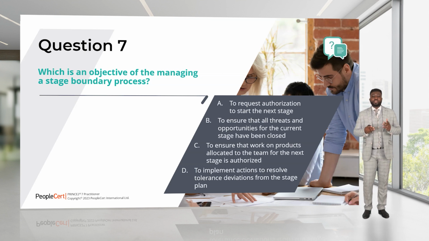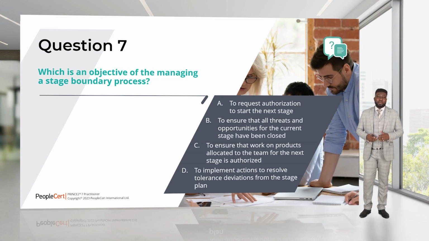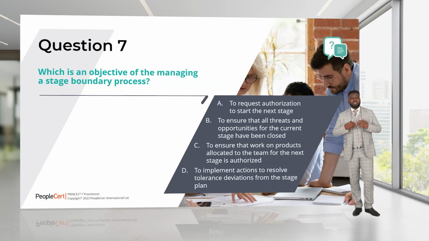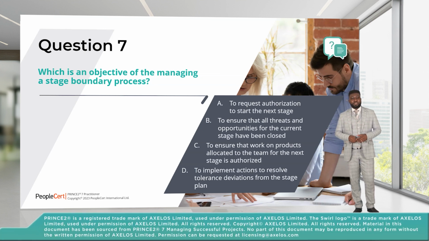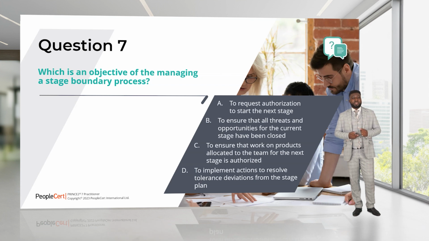C says to ensure that the work on the product allocated to the team for the next stage is authorized. Essentially, when we've done our next stage plan, we've updated our PID, we've written our end stage report, and we send it to the board, we want to make sure that they're authorized so that we can go to the next stage. So that is the purpose of the managing stage boundary. That's one of the key objectives of it. So the answer is C.